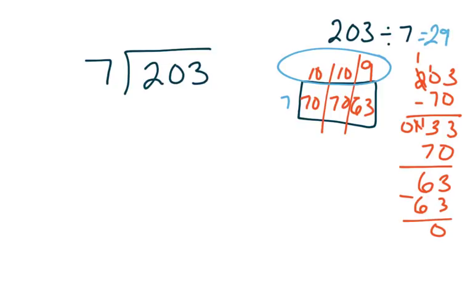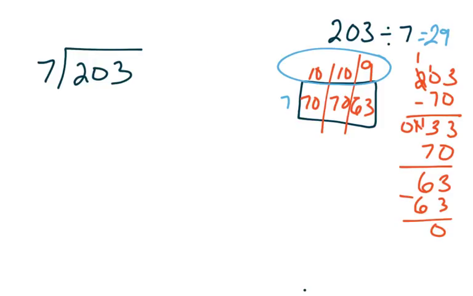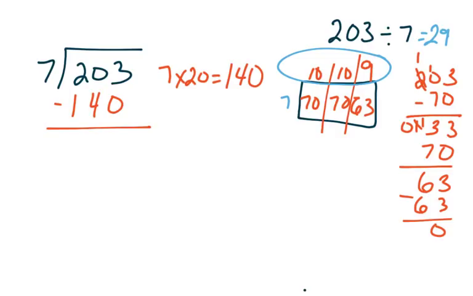Now, using my partial quotients method, it's the same concept, except I'm doing this vertically now instead of horizontally. So again, I want to take a piece out of 203. So I'm going to multiply 7 times 20 off to the side here, and that's going to get me 140. Now I'm going to subtract 140 from my whole. And when I do that, I'm left with 63.